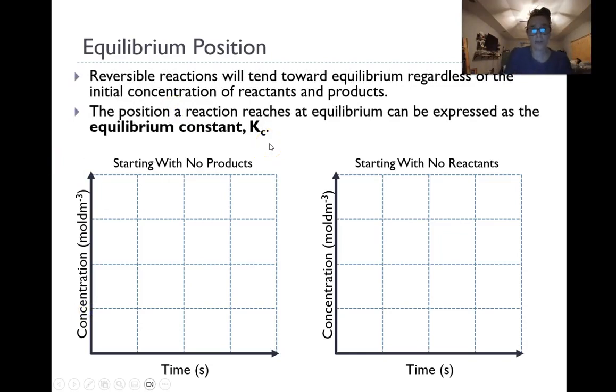So again, the reversible reactions will tend towards equilibrium regardless of the initial concentration of reactants and products. And the position a reaction reaches at equilibrium can be expressed as the equilibrium constant denoted by Kc. You'll see this is a little bit similar to the equilibrium of water, or the ionization of water, when we said that water would dissociate into hydrogen and hydroxide ions, and that was represented by Kw.